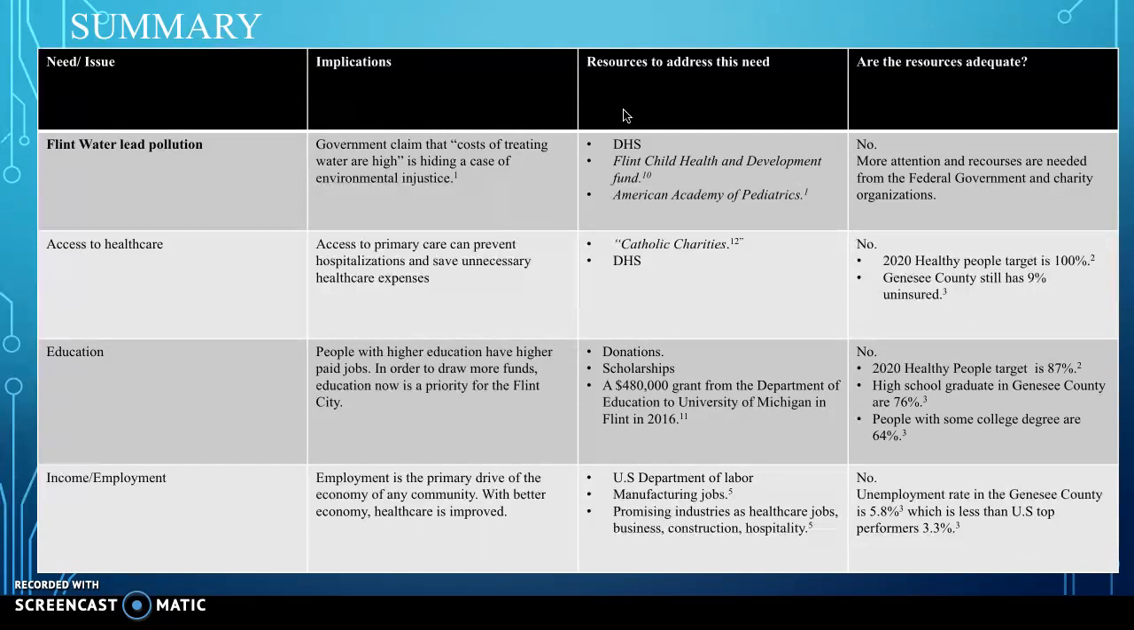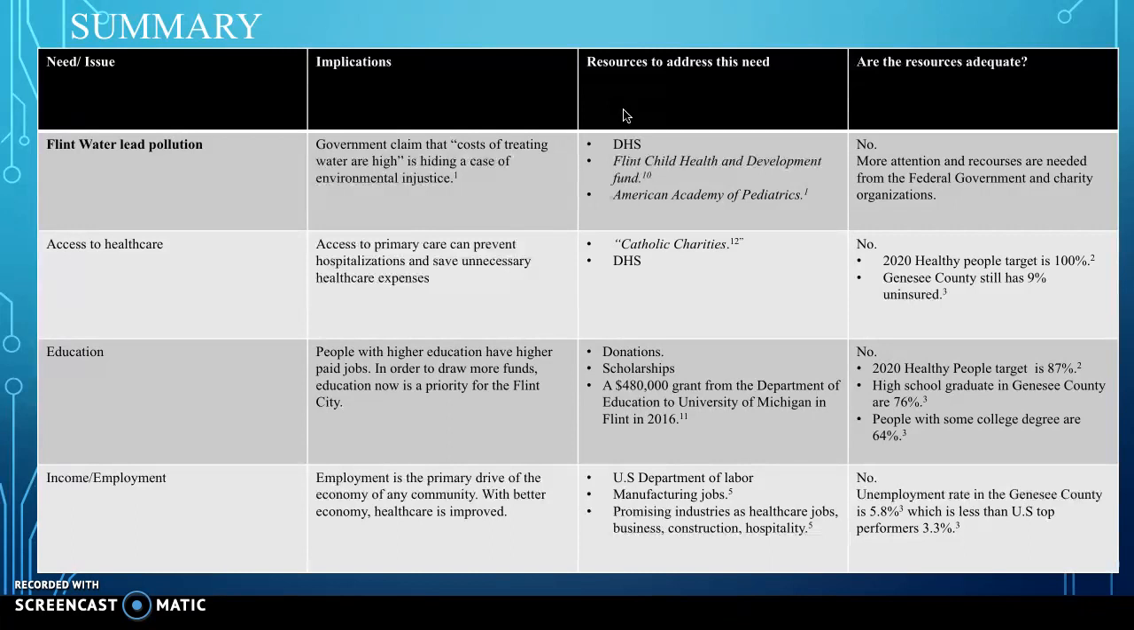Access to healthcare is very important because access to healthcare can prevent multiple hospitalizations and unnecessary huge healthcare expenses. What are the resources then? The resources that we have are the Department of Human and Health Services and Catholic Charities. Are those resources adequate? No. The 2020 Healthy People target is 100%, and we still have 9% of people uninsured in Genesee County.